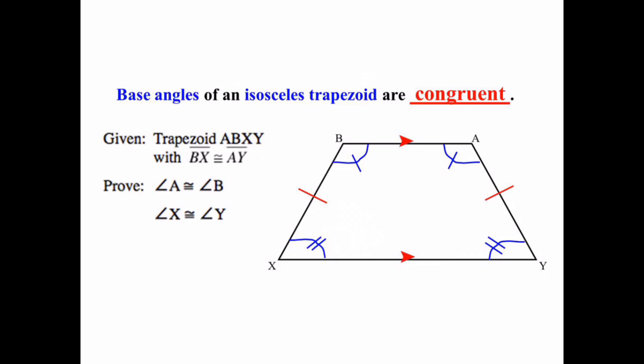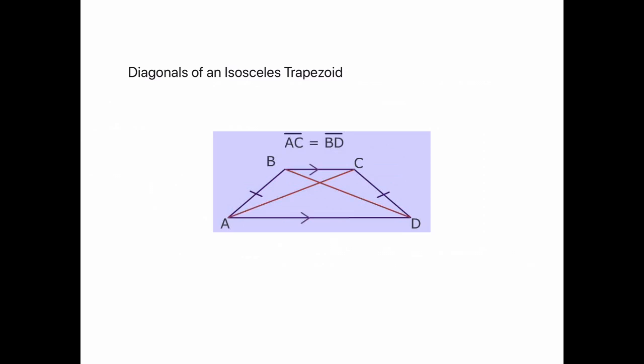So in this trapezoid here, they have base angles at the top here, angle B and angle A, and those are both congruent. And they also have base angles down here on the bottom, and those are both congruent as well, X and Y. And now we move on to the diagonals of an isosceles trapezoid.